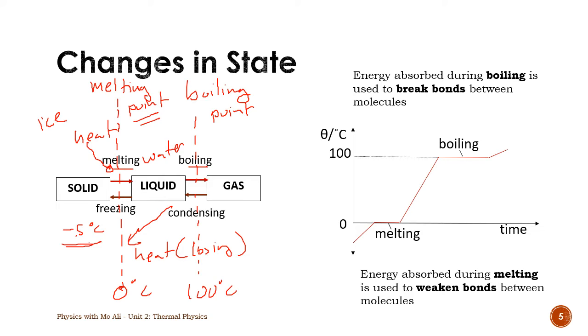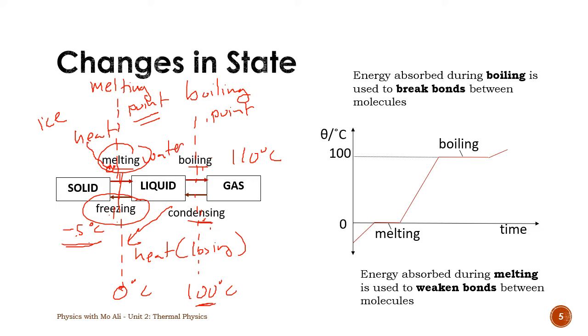When a gas, let's say you have some steam at 110 degrees Celsius and you decide to cool it, it's not going to condense until it reaches 100. So the boiling point and condensation point are the same. Melting and freezing are the same. The only difference is that if you're giving it heat, it's melting. If you're taking the heat away, it's freezing.